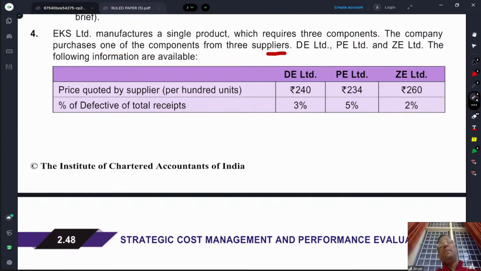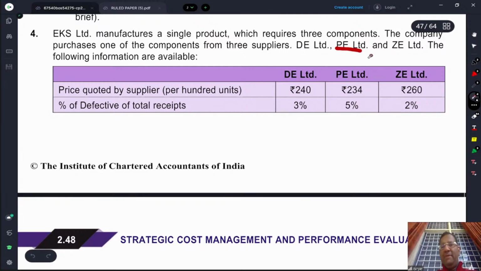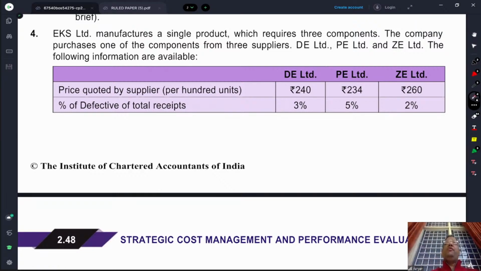We require three components. Out of those three components, the company is talking about only one component that has been purchased from three suppliers: D Limited, PE Limited and JD Limited. The following information is available. So basically the detail given to you is about a single component that has been purchased from three different suppliers. Whether we are purchasing from D Limited, PE Limited or JD Limited, we are purchasing the same component, but there is more than one supplier.